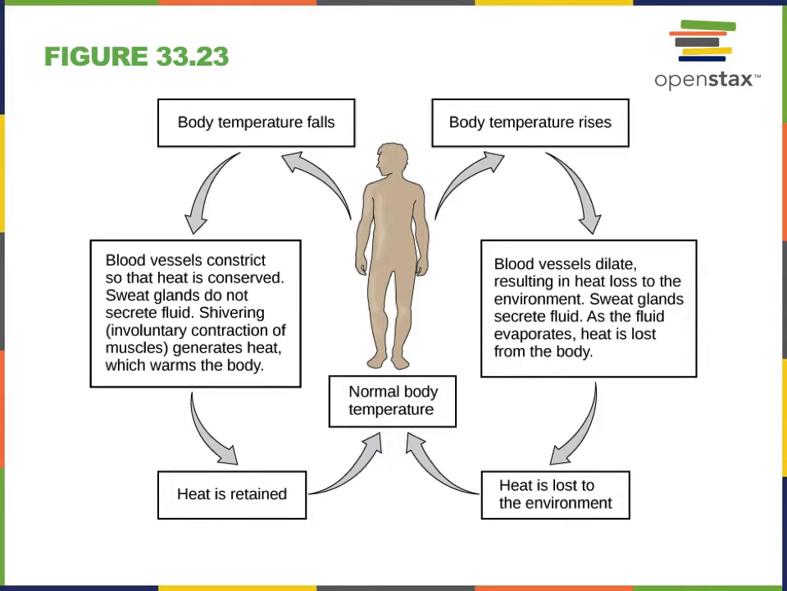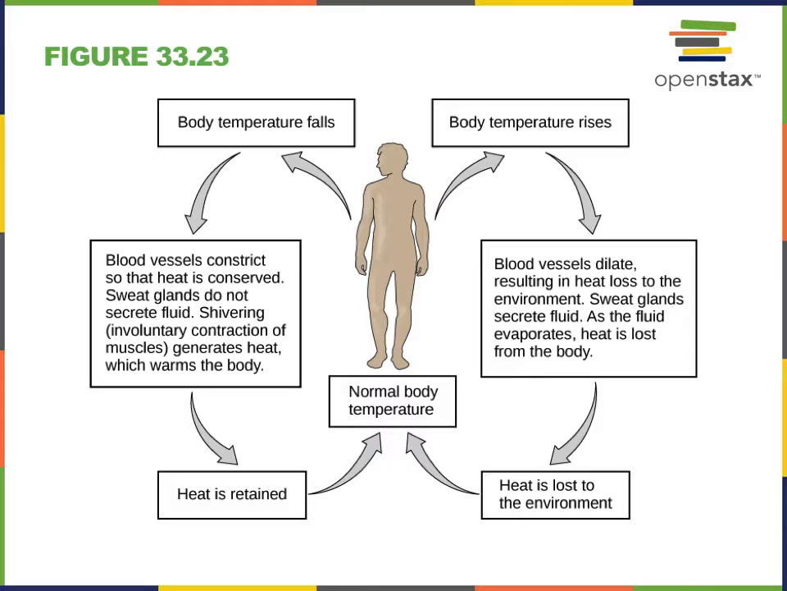Just to bring it back to the temperature regulation example, you can think of that as a very similar process happening within the human body. So the body is able to regulate temperature in response to signals from the nervous system. So here you can have normal body temperature. If the body temperature starts to rise, then a bunch of different things happen. Blood vessels will dilate. That causes heat loss to the environment. Sweat glands begin to secrete fluid, and when that fluid evaporates on the skin, heat is lost from the body. That causes heat to be lost to the environment, returning to normal body temperature.